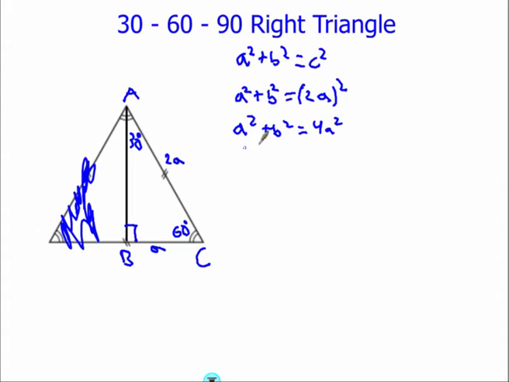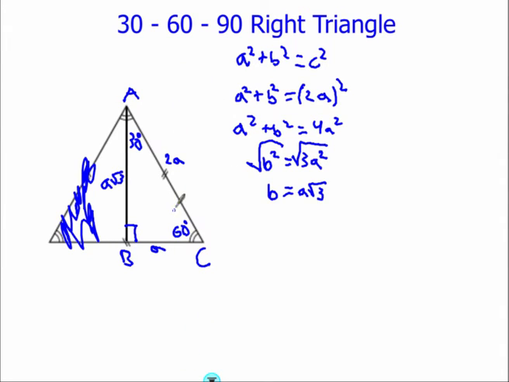Now let's solve this to figure out what b equals. We can subtract a squared on both sides, and I get b squared equals 3a squared. Then if I square root both sides, this side I just get b. Over here, the square root of a squared is a, and the square root of 3 doesn't simplify, so we just leave it alone. A times the square root of 3. And that is the length of our other leg, a square root of 3. And there we go. We've derived the side lengths of a 30, 60, 90 right triangle.